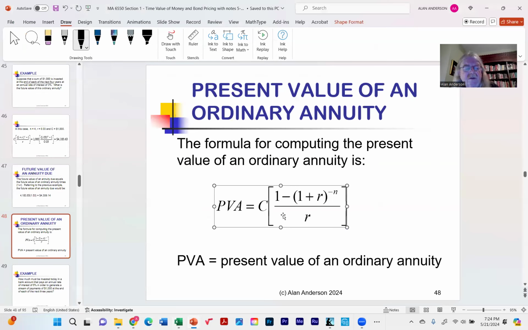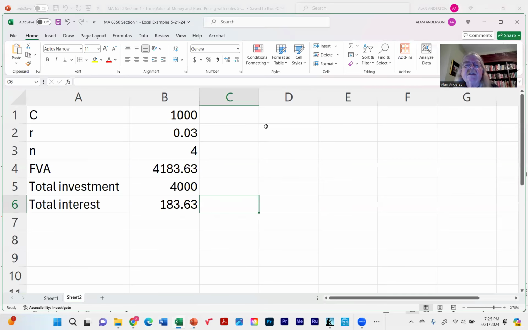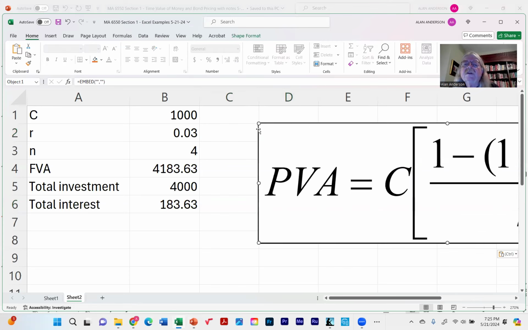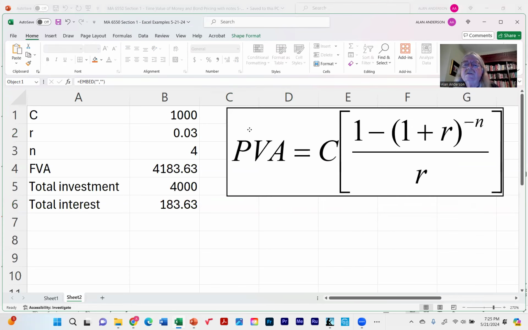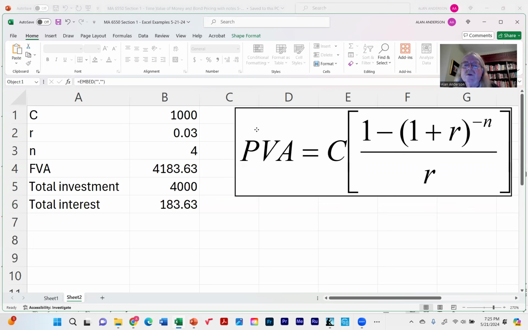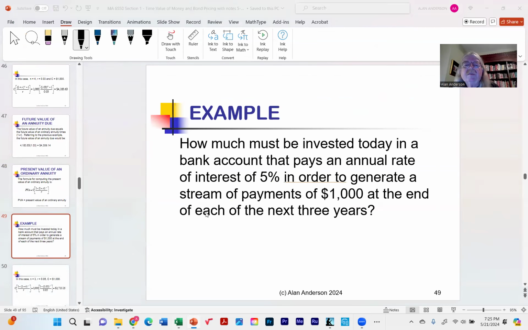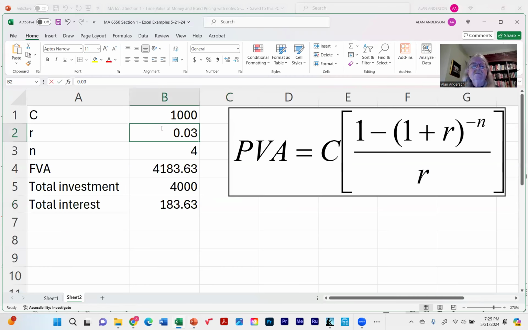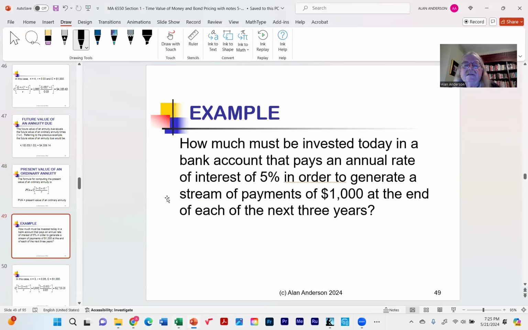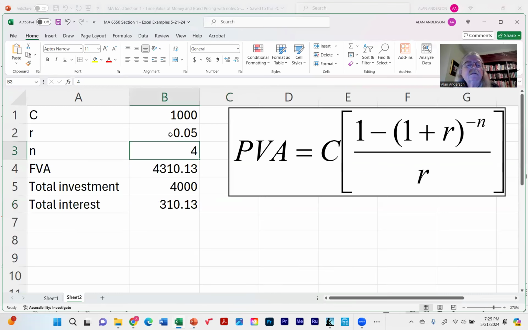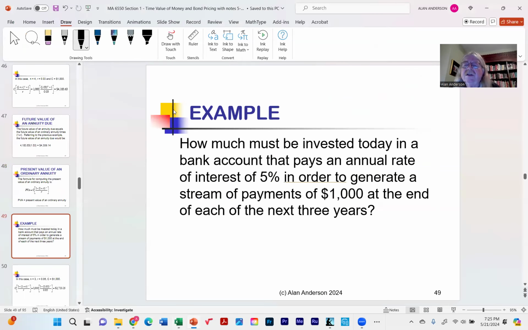All right, so here's the formula. And you can see, once again, C is replacing E because it's an annual cash flow rather than a single cash flow. And then, of course, we know what R and N mean. This time, we'll have 5%. And it's 3 years. And the cash flow that we want is $1,000 a year for the next 3 years. In other words, we want to put X amount in the bank now, which enables us to withdraw $1,000 every year for the next 3 years.